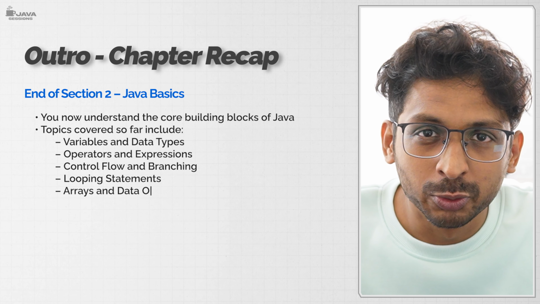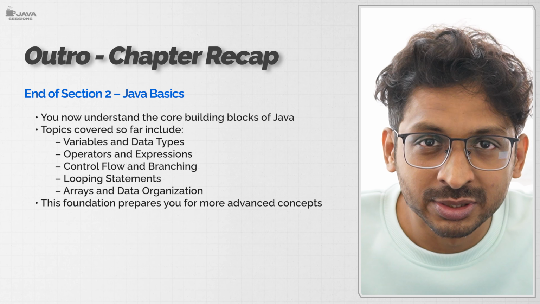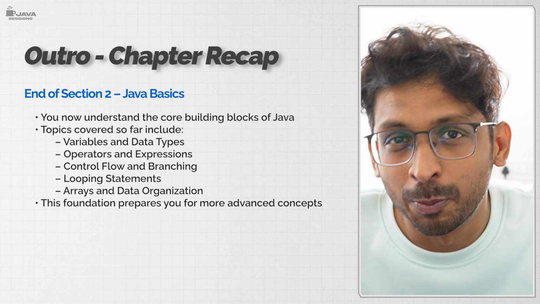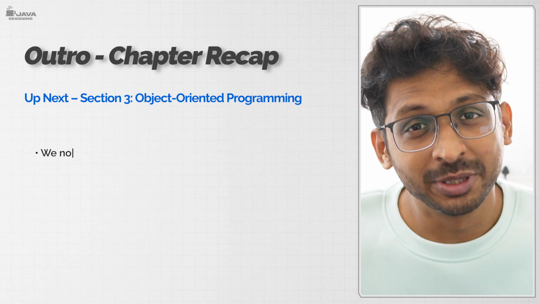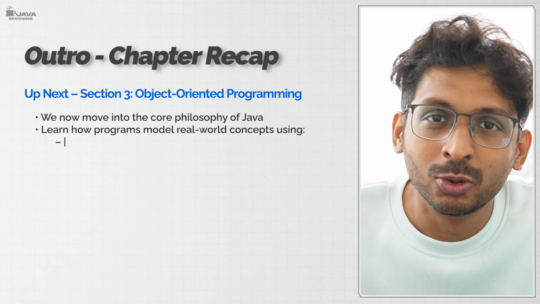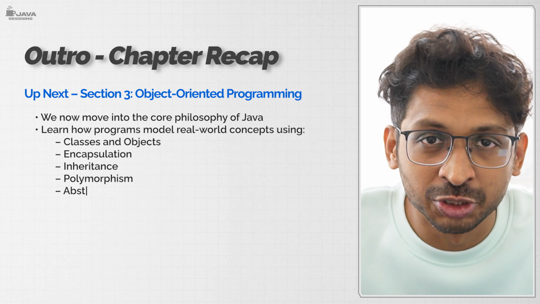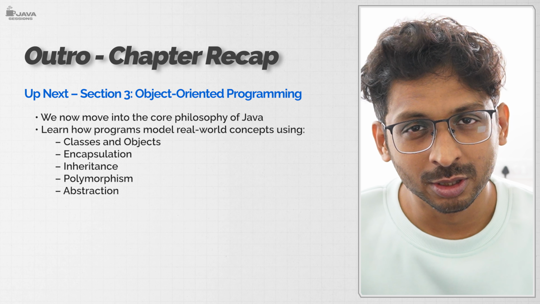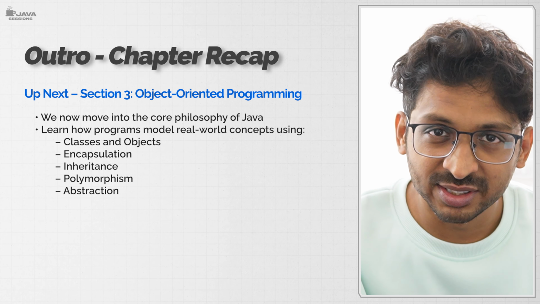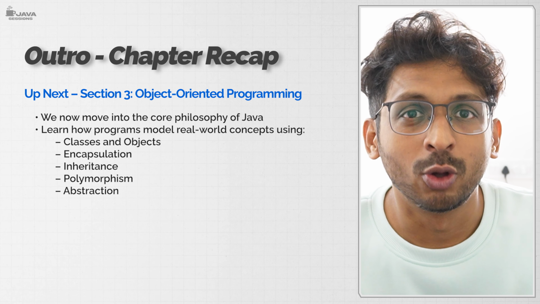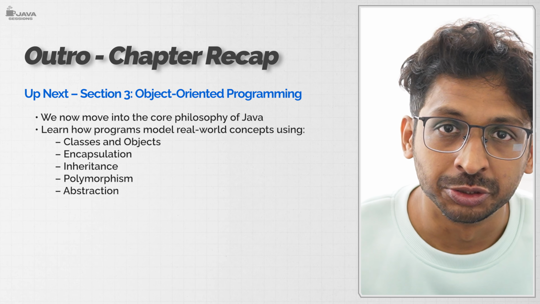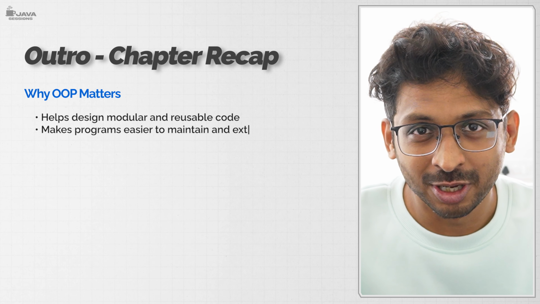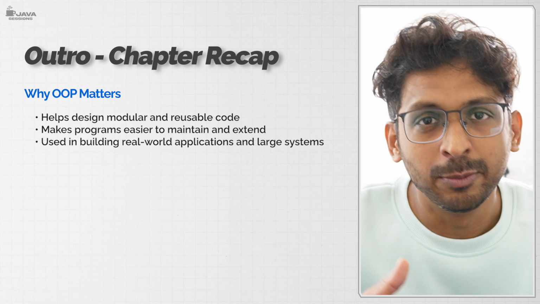We have built a good foundation to work on in variables, data types, expressions, operators, control flows, loops, and finally arrays. Coming up in the next section, which is gonna be all about object-oriented programming in Java, we'll understand how to model real-world problem statements into classes and objects, understand the concept of encapsulation, inheritance, polymorphism, and abstraction. This is where we go from writing basic Java code to designing flexible and modular applications. And that's about this chapter.